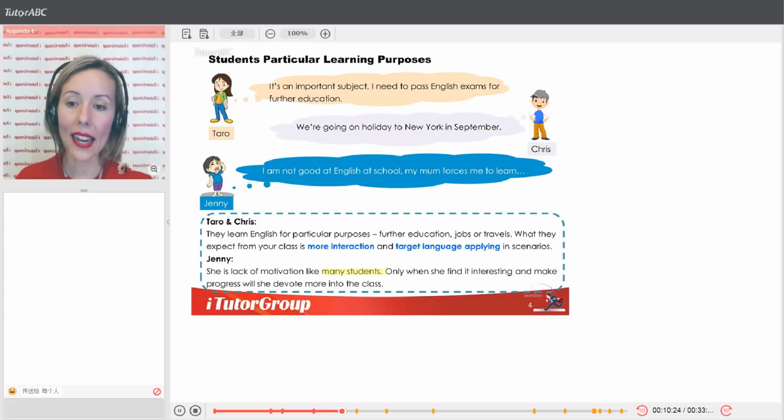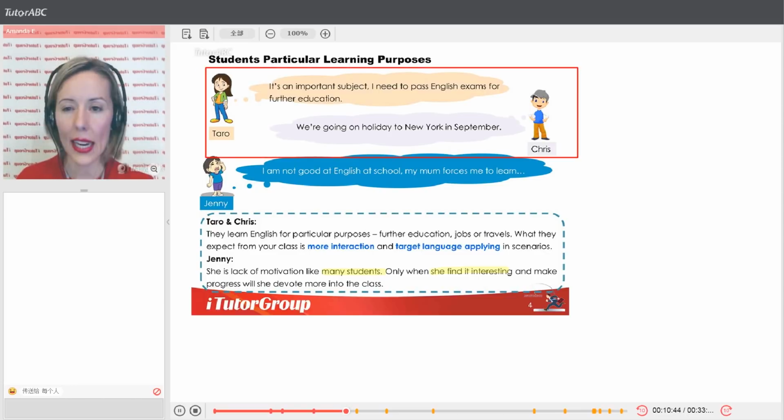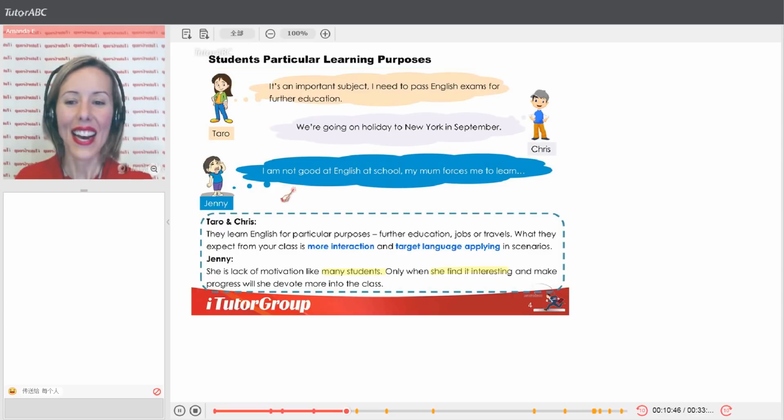And for Jenny and other students like this, they're only going to participate when it's interesting, or if she feels like she's comfortable participating, if she feels like she's learning something, if she's making progress. But she's not willing to challenge herself as much as Tara and Chris. Tara and Chris are willing to make mistakes. They don't care. They want to learn. But Jenny feels worse and worse the more mistakes she makes.